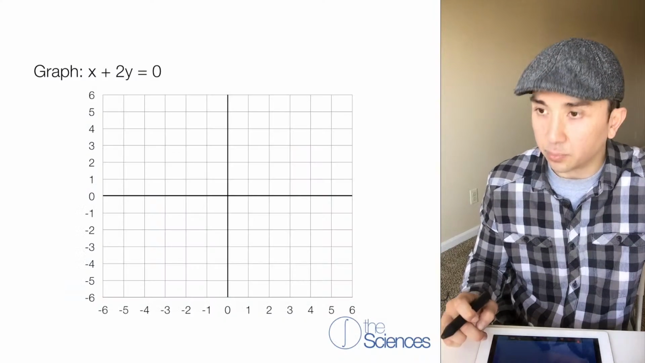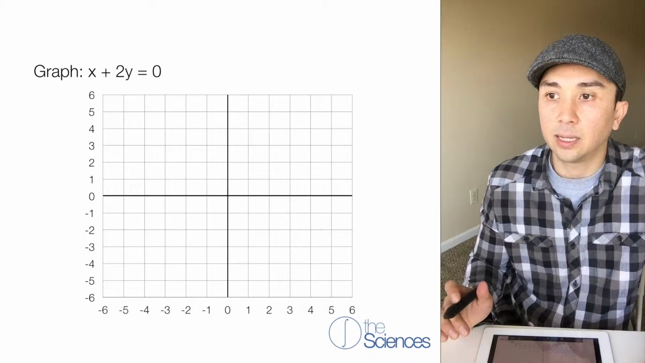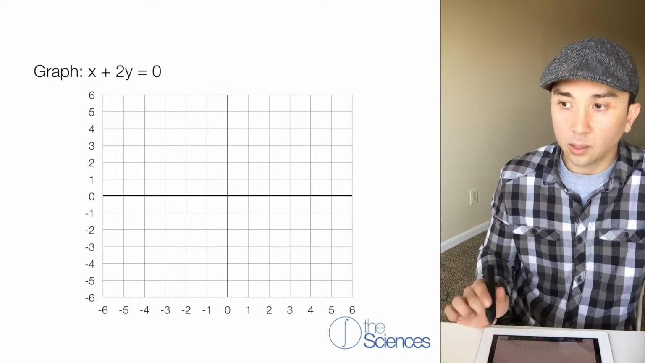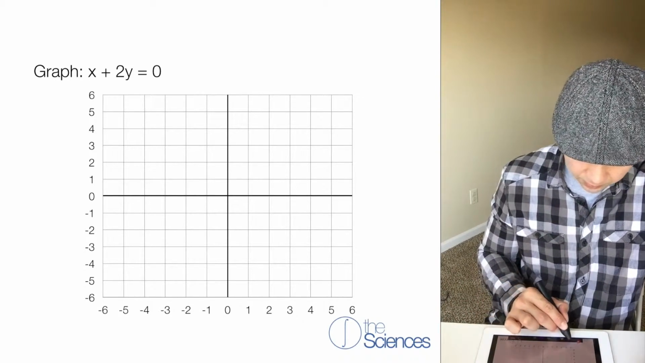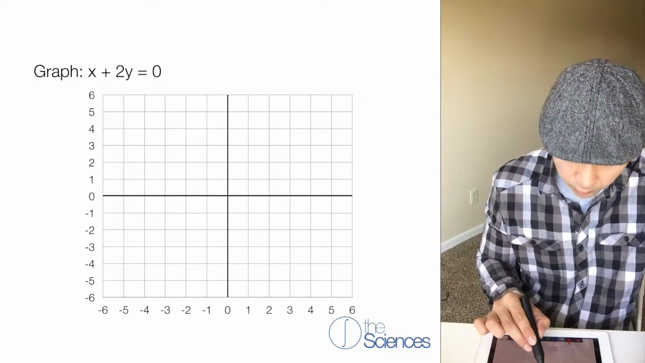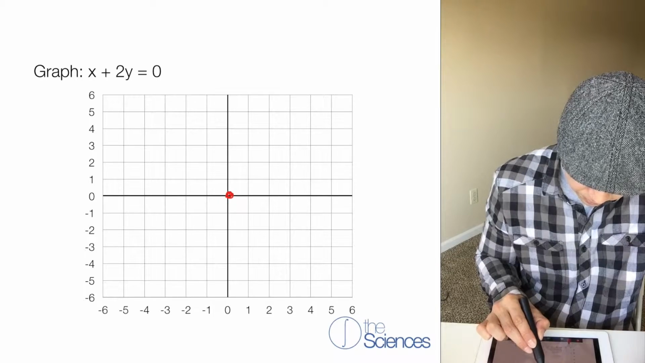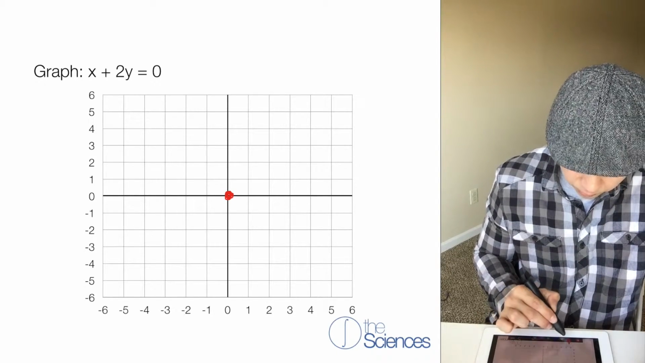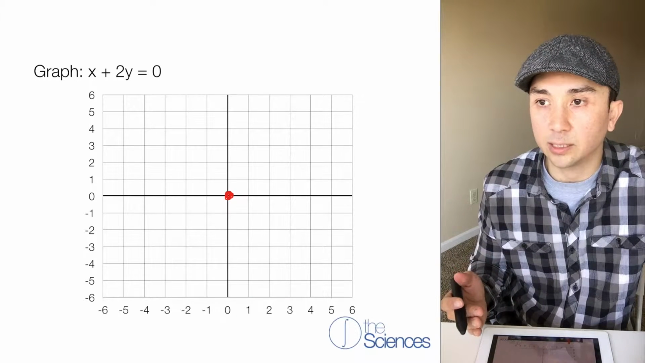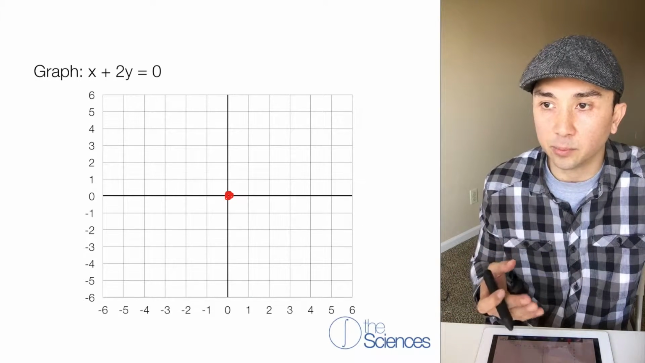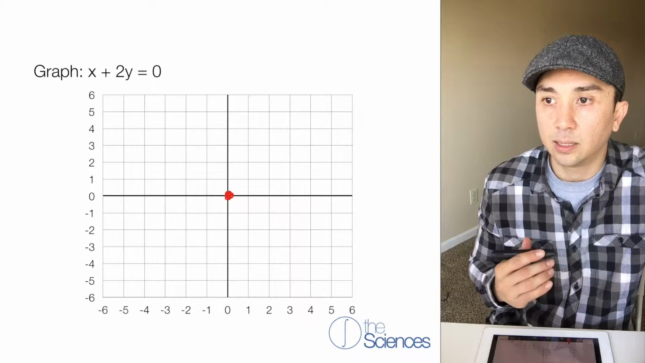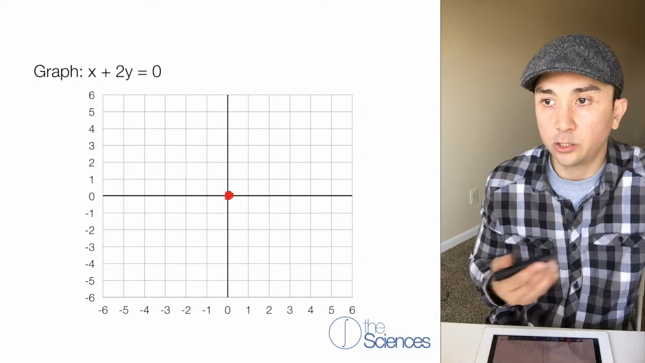So let's do an example. Let's graph x plus 2y equals 0. So the first thing you're going to do is draw a point at the origin. You're going to mark the origin 0, 0. Now we're going to come up with 2 other points. So we can pick any number. So what would the graph be if x was 2, for example?